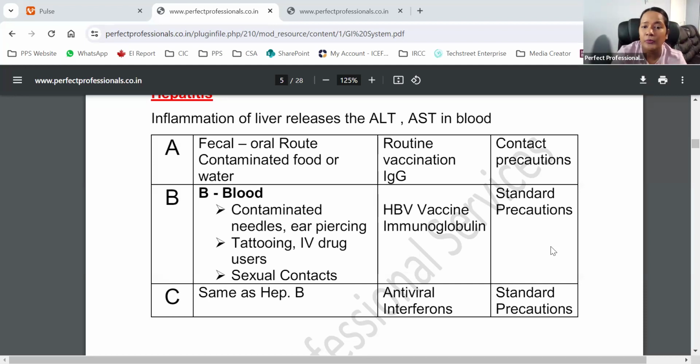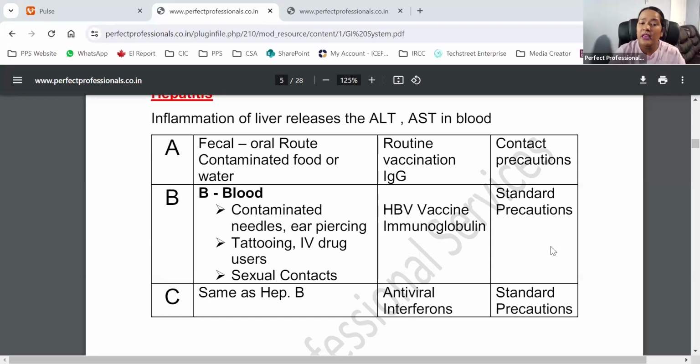And in this we have to give the standard precaution. Whenever we are doing any procedure, according to the procedure we have to follow the standard precaution, but anytime we have to wear gloves and do the hand hygiene, okay?